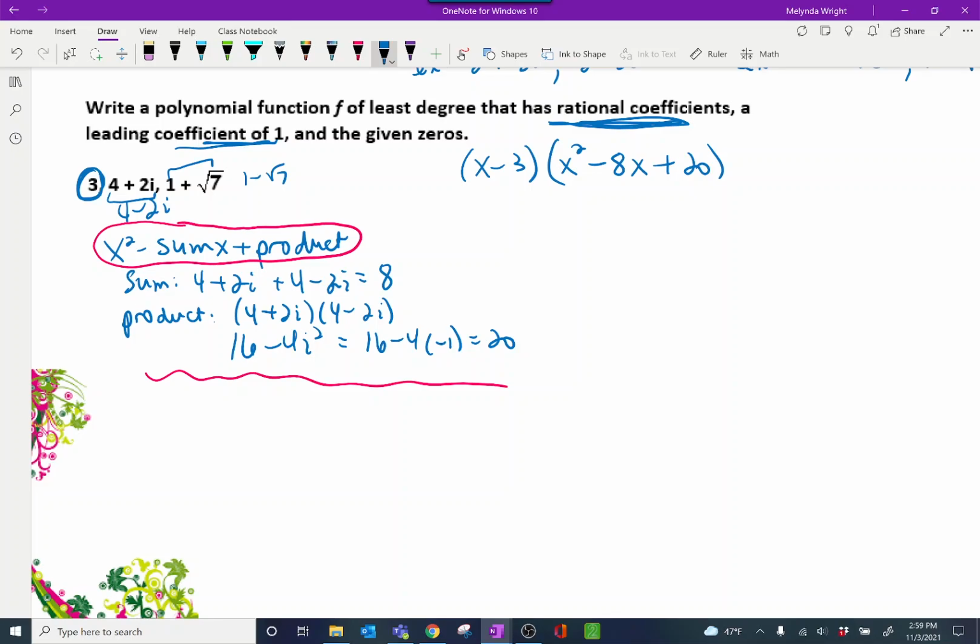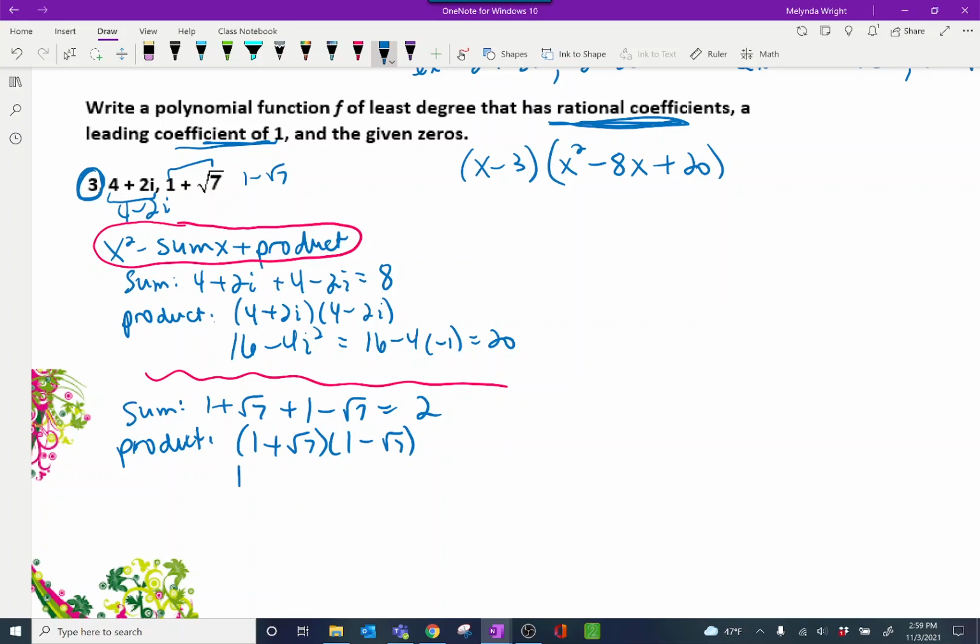Okay, so here we go. Let's do it again. So I've got the sum of 1 plus root 7 plus 1 minus root 7, and that's 2. Then I have the product of 1 plus root 7 times 1 minus root 7. Let's see, so let's FOIL that out.